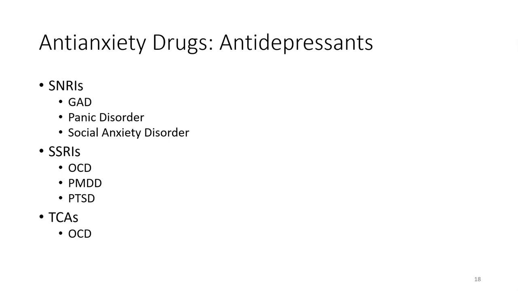Now, antidepressants can be used in treating anxiety disorders. So SNRIs can be used for GAD, panic disorder, and social anxiety disorder. SSRIs are effective in treating OCD, PMDD, and PTSD. And tricyclic antidepressants are also used in treating OCD. I'm going to talk about antidepressants later in this chapter, so I'm not going to take the time to explain how they work at this point.